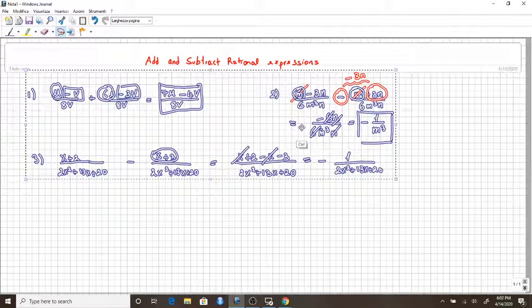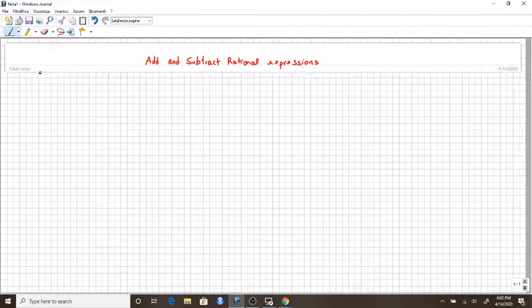So hopefully it's clear how to add and subtract rational expressions with the same denominator, because the only thing you need to do is combine the numerators. But things become a little bit more challenging when the denominators are not the same. Okay. So in this case, we need to find the least common denominator and then make sure that we find the common denominator for the two rational expressions.